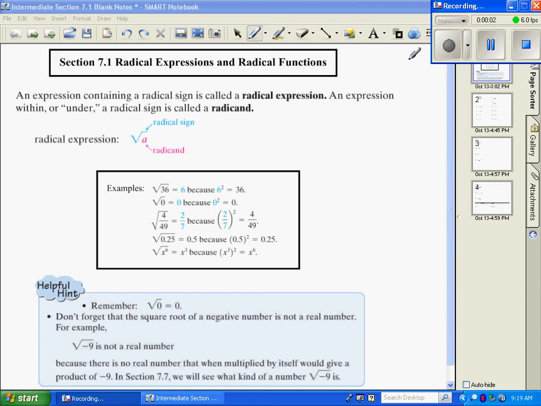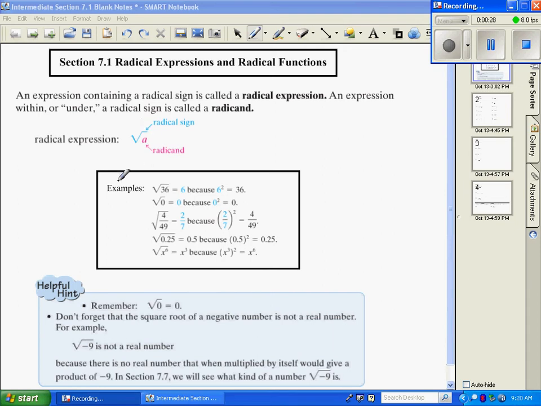Alright, 7.1 is radical expressions and radical functions. When we look down here, that's just the formal definition above. A radical expression has a radical sign, and underneath the radical sign is a radicand. Now, if there is no number in this position right here, this is your index. It's a known 2. If there's no value there, your index is a known 2.